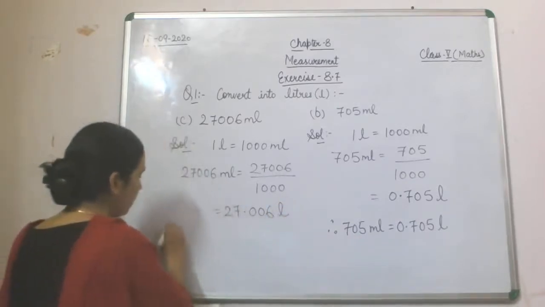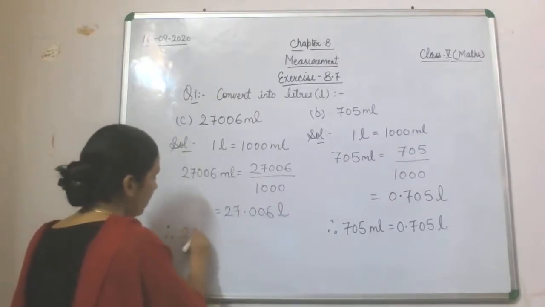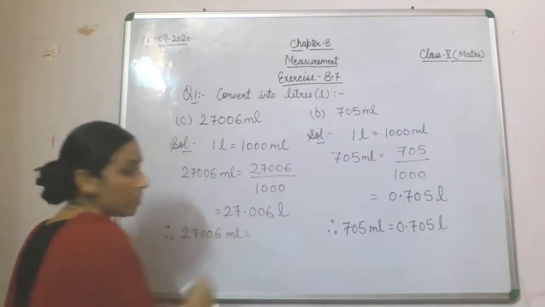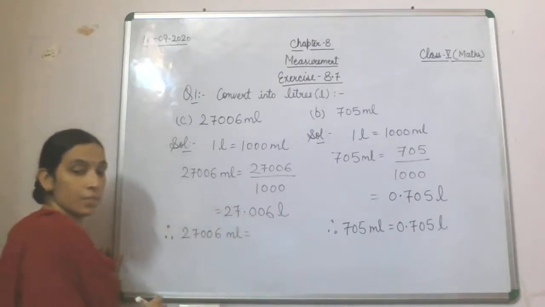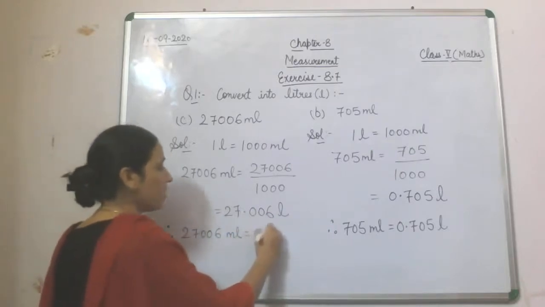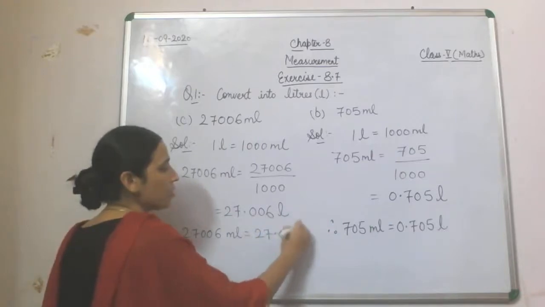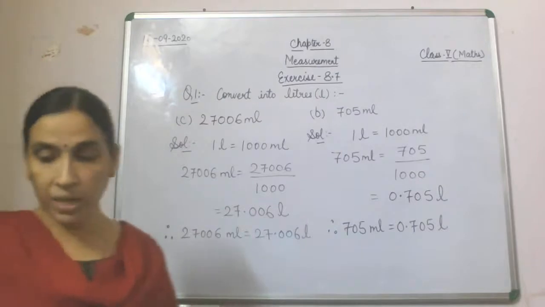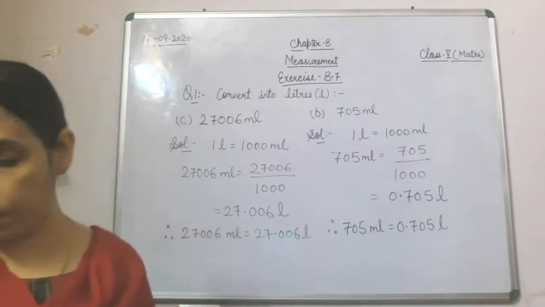So we'll write it therefore: 27,006 milliliter is equal to 27.006 liter. See what we have done in this A, B and C part.